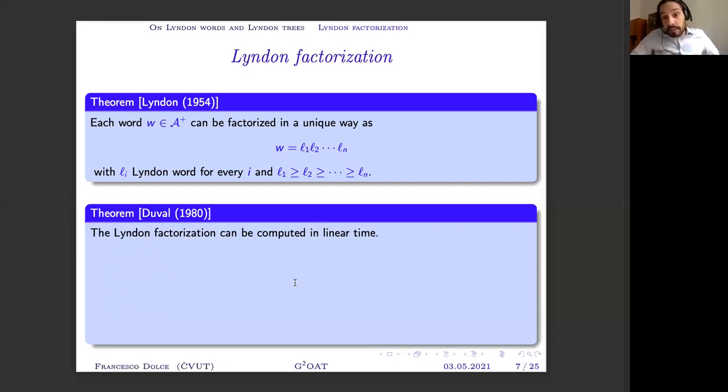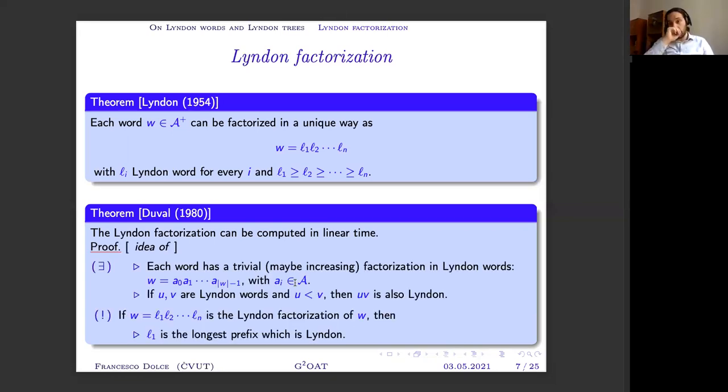Now, how to find this factorization is something that required a little more study, but actually Duval in 1980 proved that it's possible to factorize, not only that, but that we can do that in linear time. And actually, it's a very nice proof, and it's a very nice algorithm. I will not show you the algorithm, but just the idea of how to compute it.